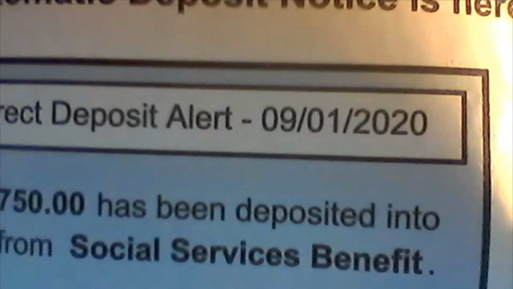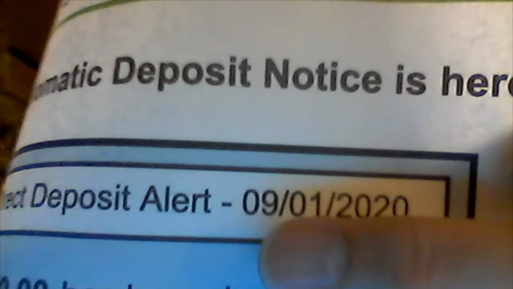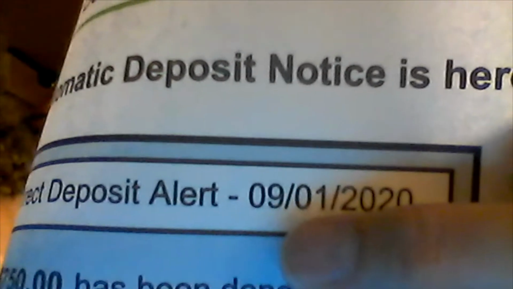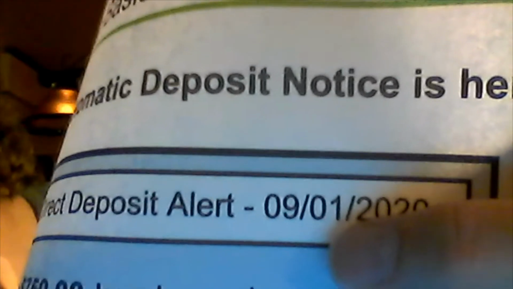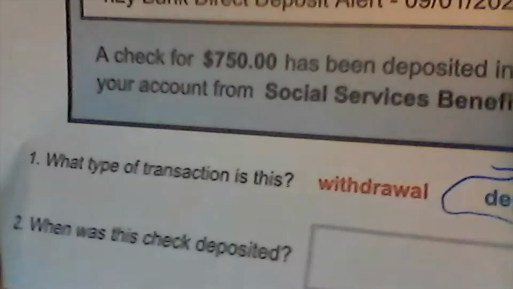All right, and this direct deposit, this money got deposited into your bank account on September 1st, 2020, which is indicated by the numbers 09 for September. September is the 9th month of the year. 01, which indicates the first day of September, and 2020, of course, is this year. So for number 2, when was this check deposited? We write 9/1/20. We abbreviate it, make it shorter, so that we can understand it a little better.